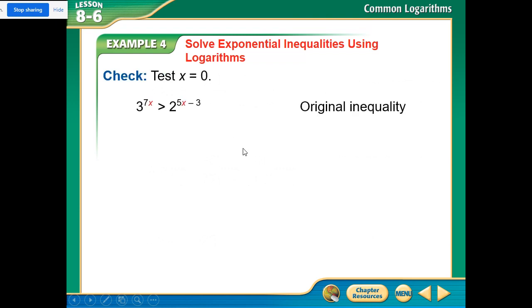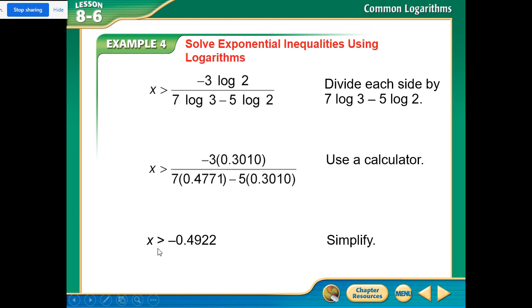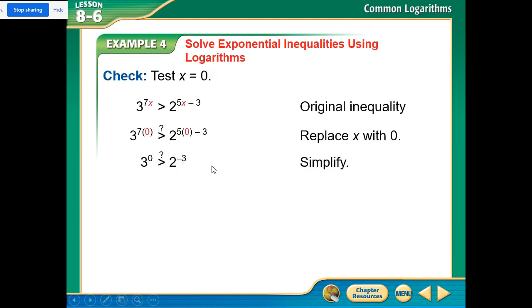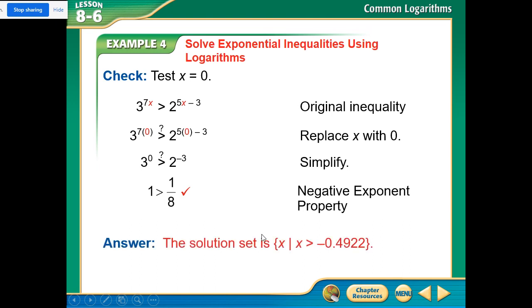Again, you should go ahead and test the points. They're trying 0 because it is greater than. And so when they try 0, 3 to the 0 is 1, 2 to the negative 3 is 1/8, and 1 is greater than 1/8. So we've done the right thing.